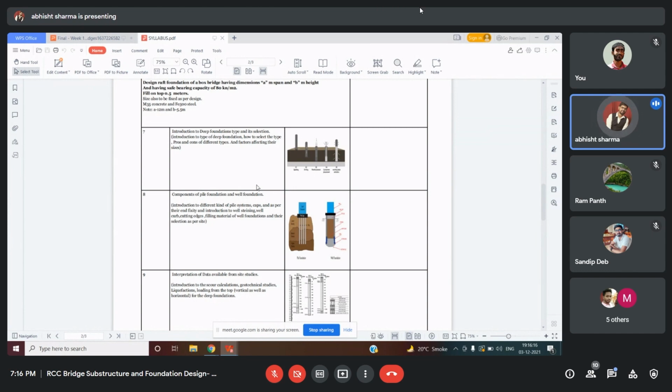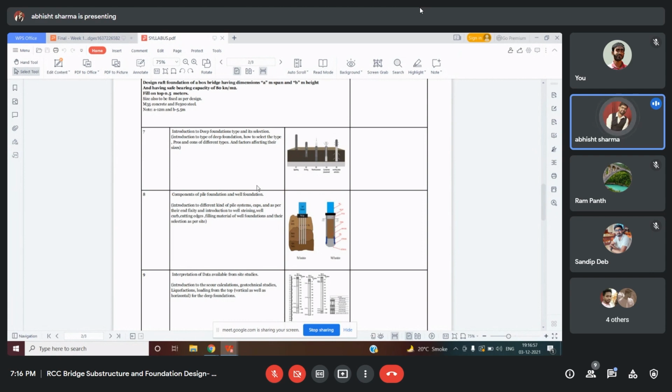Then, in the deep foundation, again we have two categories: one is the pile foundation and the other is the well foundation. We'll talk about all the components in the pile foundation and in the well foundation. One by one, we will cover what actually a pile foundation is, where we generally provide it, how we provide it, and what tests or checks we need to perform. The well foundation has numerous components that need to be taken care of.